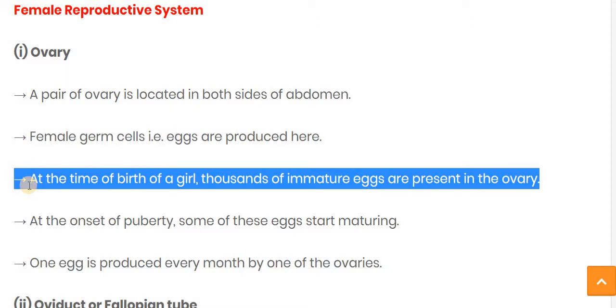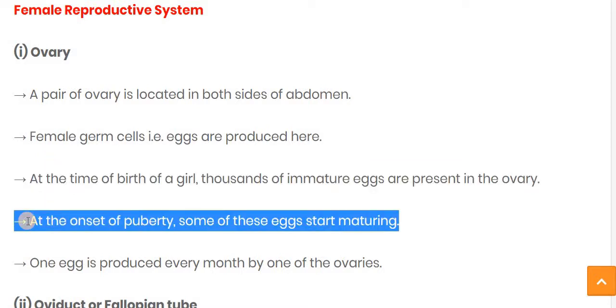At the time of the birth of a girl, thousands of immature eggs are present in the ovary. So, at the time of birth there are lots of eggs, but they are in an immature form. They are already present in the ovary.